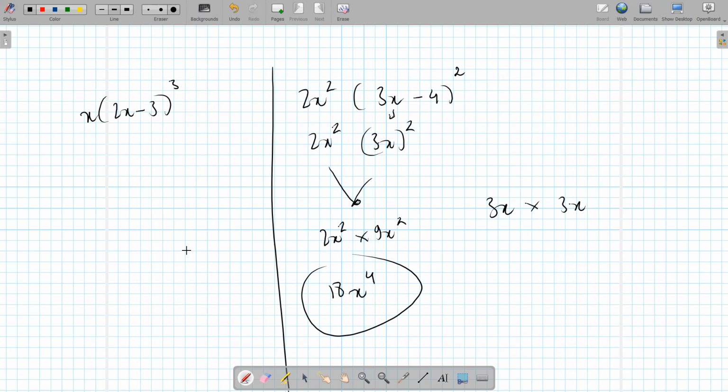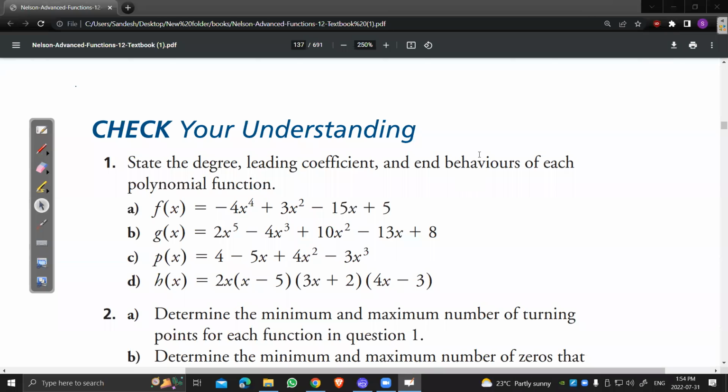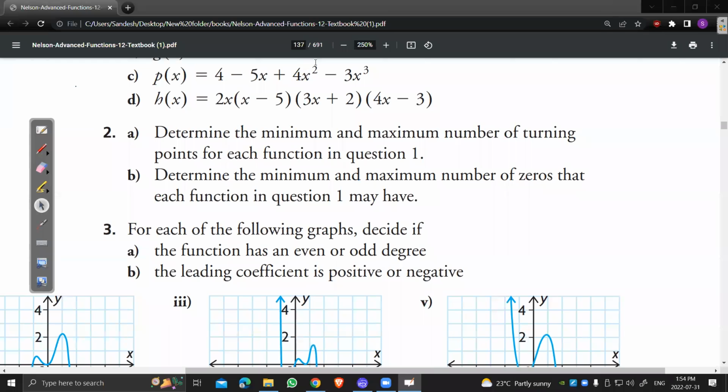What is the degree? What is the leading coefficient? Is it 8x to the power of 4? That's perfect. That's exactly what it is. 8x to the power of 4. Degree 4 polynomial, leading coefficient 8, okay? That's all there is to these kind of problems. It's not that difficult.